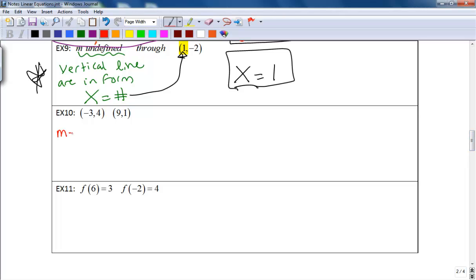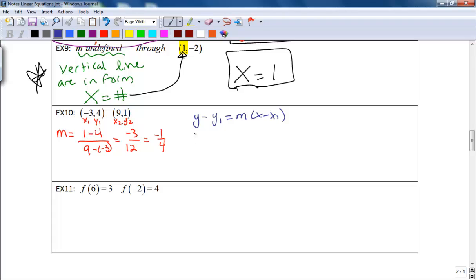m is equal to, again, I'm just going to label x1, y1, x2, y2. So m is going to equal 1 minus 4 divided by 9 minus -3. Well, 1 minus 4 is -3, 9 minus -3 is positive 12, and this reduces to -1/4. So my slope is -1/4. Great. Now what I need to do is find the equation of a line and put it into point slope form, which again is y minus y1 equals m times x minus x1.